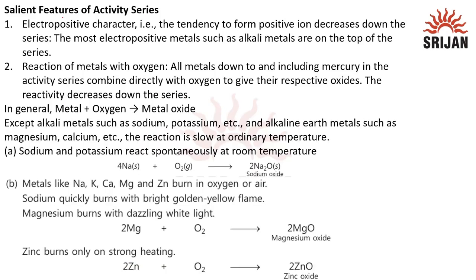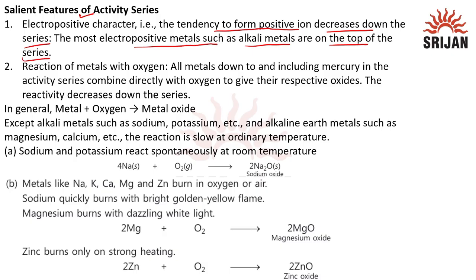Now moving ahead towards the salient features of the activity series. Here the electropositive character, that is the tendency to form the positive ion, decreases down the series. The most electropositive metals, such as the alkali metals, are at the top of the series.